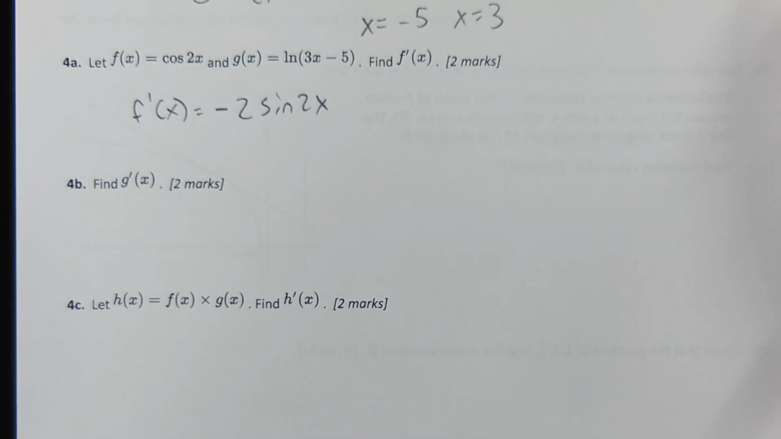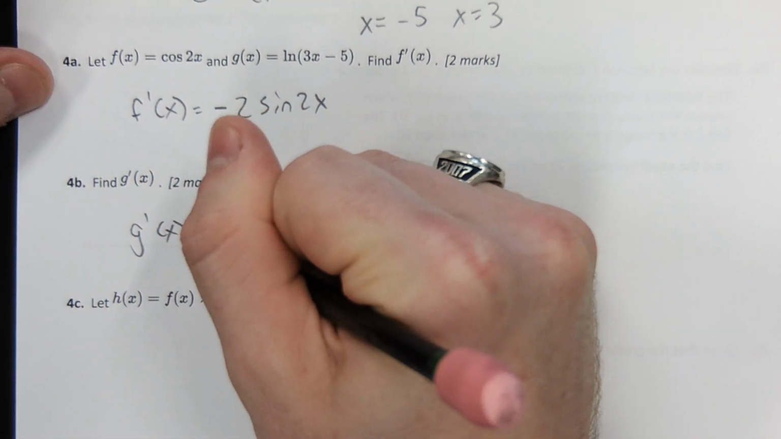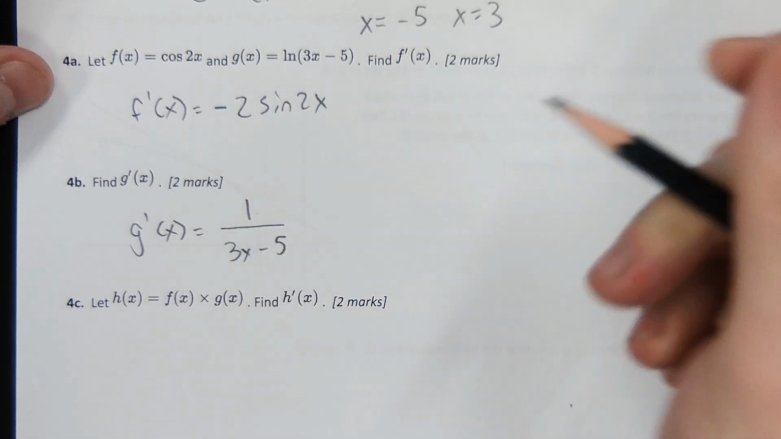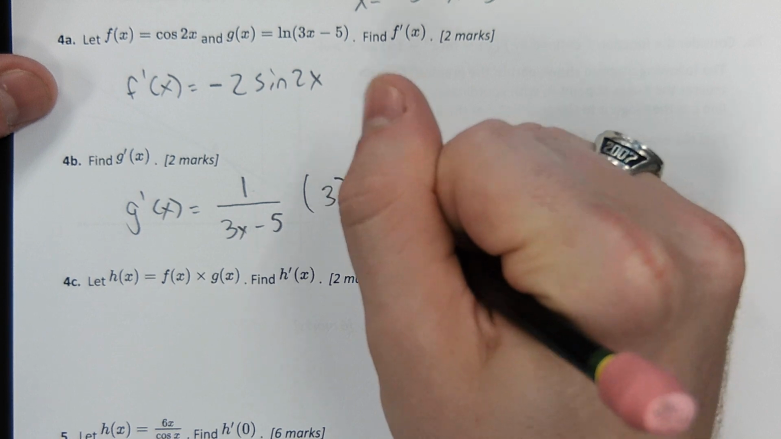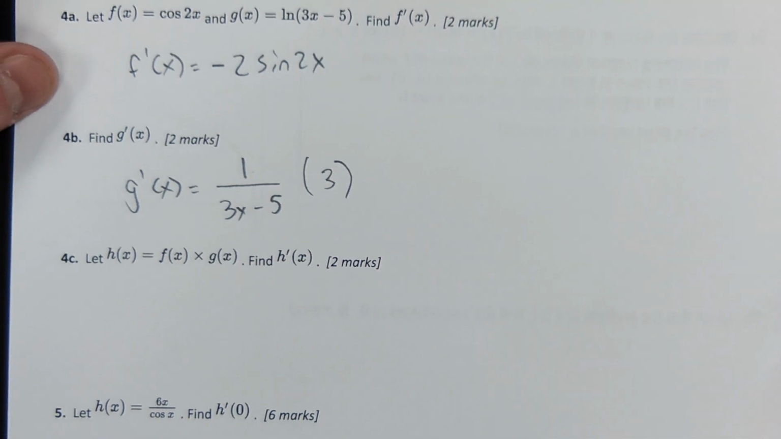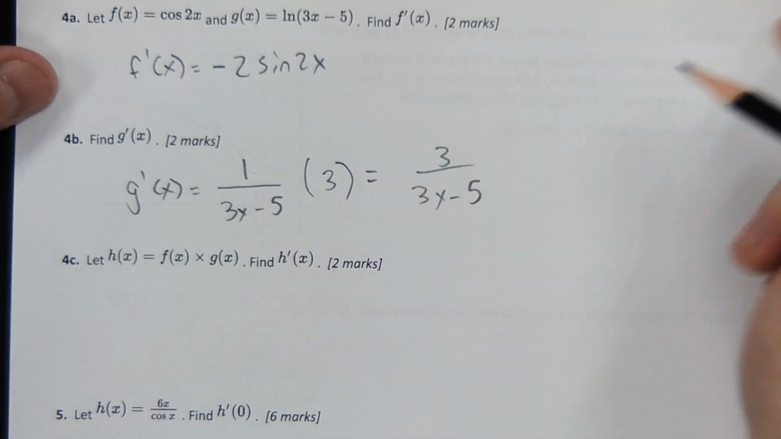G prime. The derivative of every natural log is 1 over argument. Why is it worth 2 marks? Chain rule: 1 over argument times the derivative of the argument. So it's just 3 over 3x minus 5.